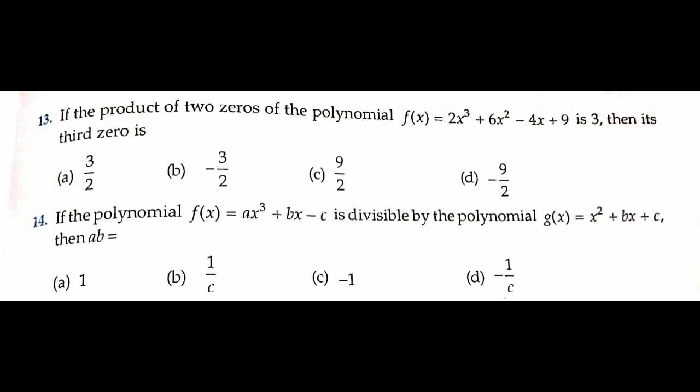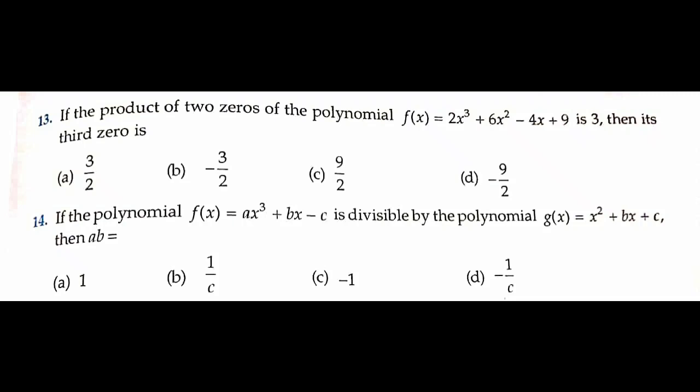Alpha into beta, if we consider, is equal to 3 as it is given in the question. So 3 into gamma is equal to -9/2. Therefore gamma is equal to -3/2. Similarly, option B is having -3/2, so it is the right answer.